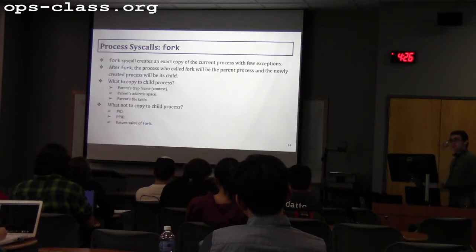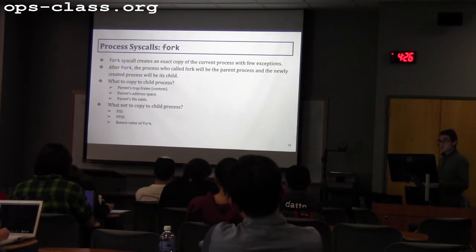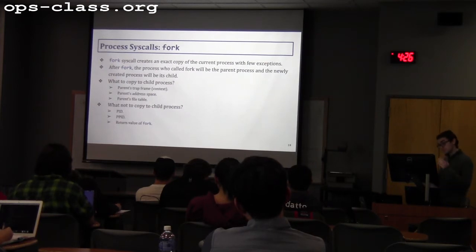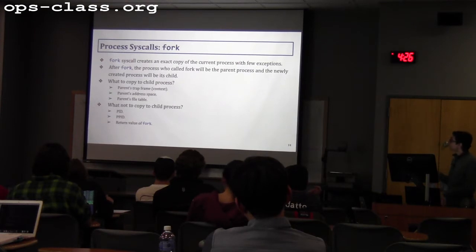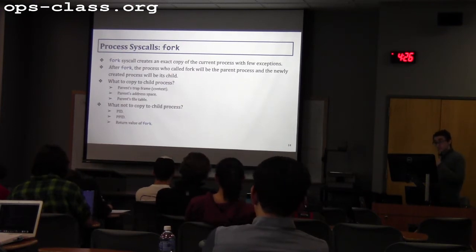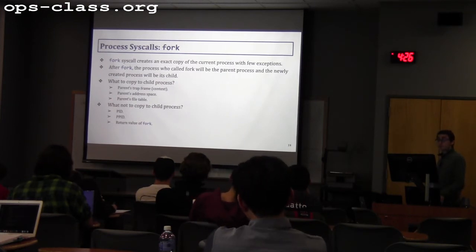So what does fork do? As we said, fork creates an exact copy of the current process, with a few exceptions, so it's almost an exact copy. After fork, the process that called fork is the parent process, and the process that it created is the child process. So what to copy to the child process? This is one of the questions that you need to consider: what should I copy into that child process, and what shouldn't I copy into the child process? What you should copy is the parent's trapframe.